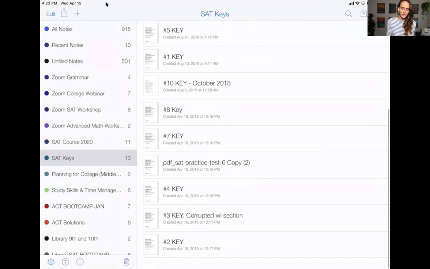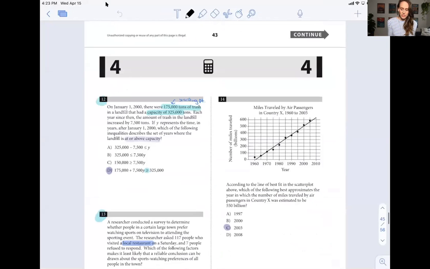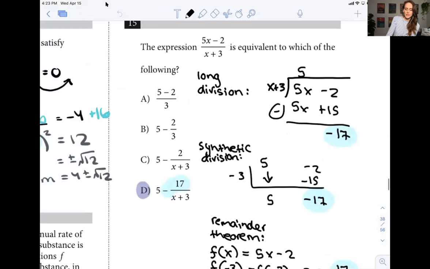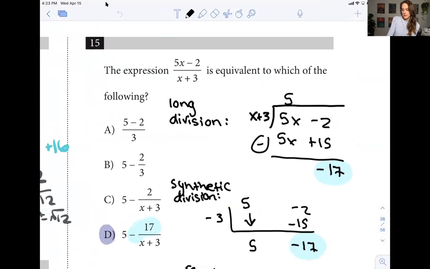Okay. So here's another question where we could use the remainder theorem. It says the expression 5x minus 2 over x plus 3 is equivalent to which of the following? This is from practice test number 2, if you want to look this question up later. The first way we could do this is just by using long division, dividing 5x minus 2 by x plus 3. But that's kind of time consuming, especially if you have really long polynomials and it's in a no calculator section. Synthetic division would be the next best thing, right?